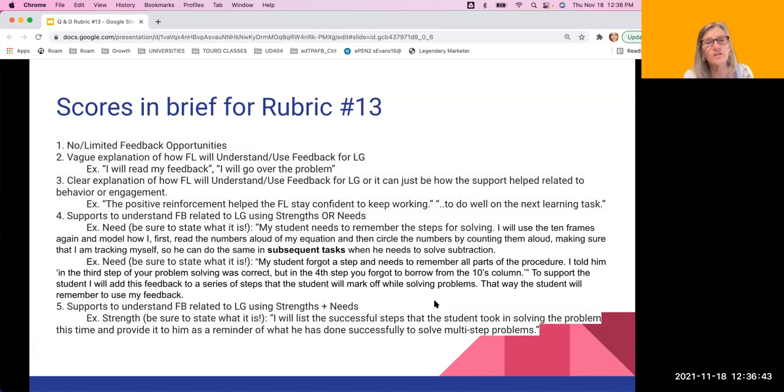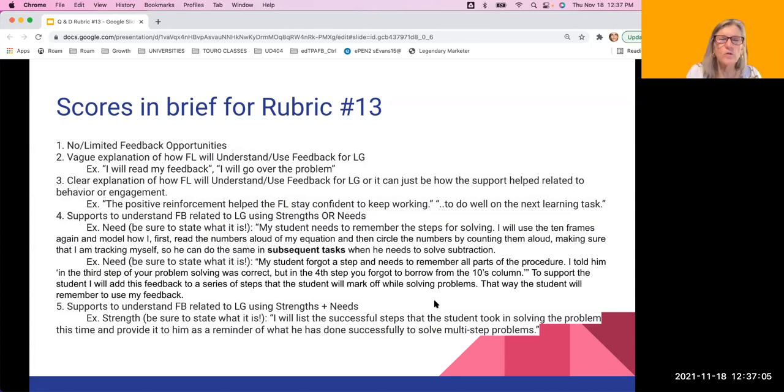I told them in the third step of your problem, you were correct, but in the fourth step, you forgot to borrow from the tens column. Now, I'm using this as a need. You see there's a strength there and a need there, but I am focusing on this as a need. You can't use it both ways. To support the student, I will add this feedback to a series of steps that the student will mark off while solving problems. That way the student will remember to use my feedback in the future.